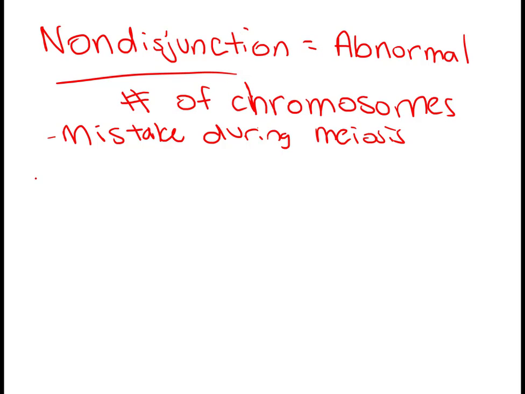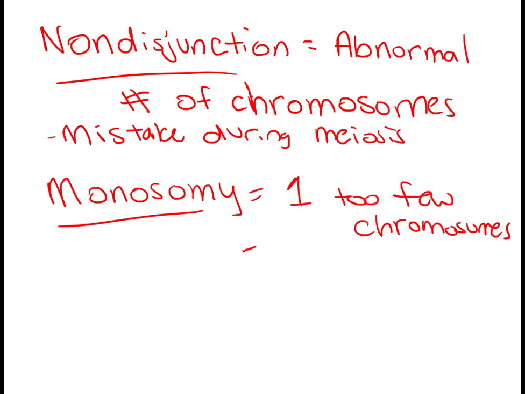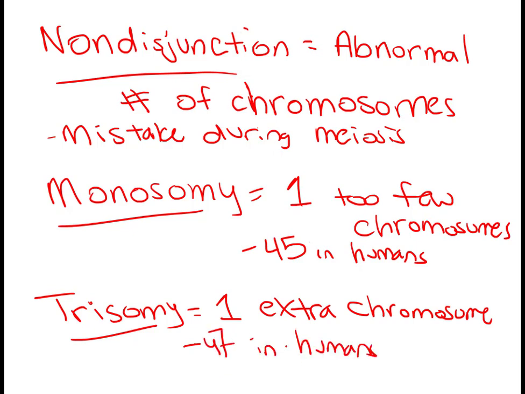just talked about. If there's one too few chromosomes, it's a monosomy. So monosomy would be one too few chromosomes. In the case of humans, it would mean there was 45 total chromosomes instead of 46. On the other hand, a trisomy means there's an extra chromosome. So again, in the case of humans, it would be 47 instead of 46. If the cells had 47 individual chromosomes, that's an extra one. So these are the terms for when there is an abnormal number of chromosomes in the cell.